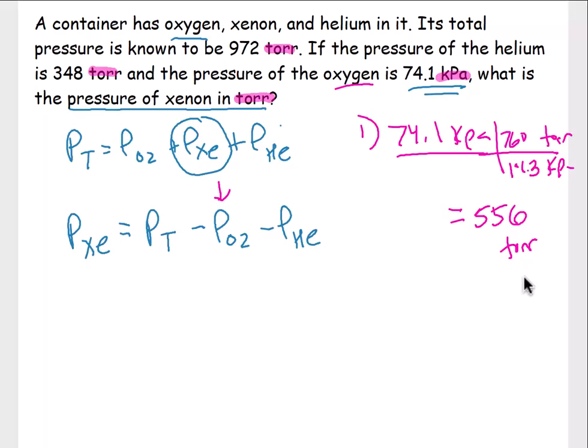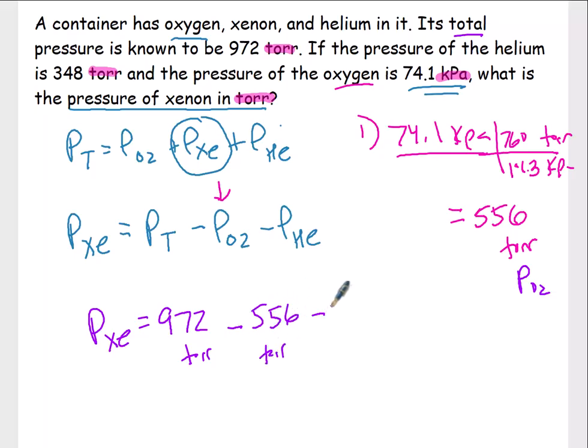So my pressure of oxygen was 556 torr. And so to find my pressure of xenon, my total pressure was 972 torr minus what I just solved for, 556 torr, minus 348 torr. So we get 68 torr as our final answer.